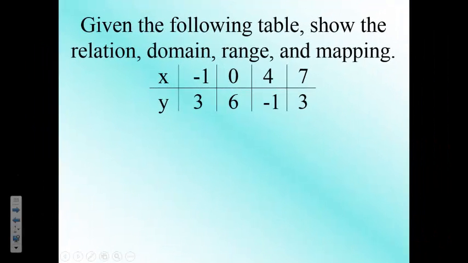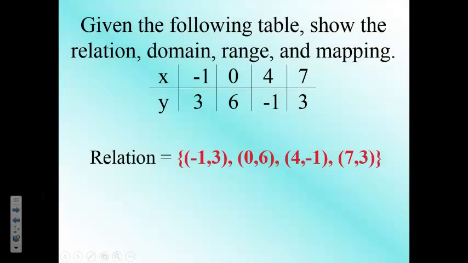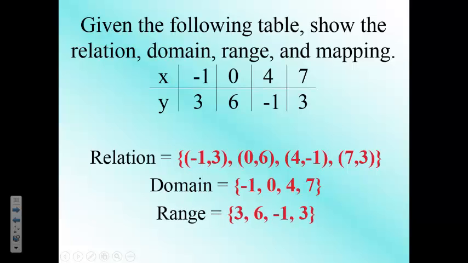Okay, so here's an example for you. Given the following table, show the relation, the domain, the range, and the mapping. Why don't you pause here and go ahead and give that a shot. The relation is just, as we said, the set of ordered pairs listed. Make sure yours have parentheses because they are ordered pairs. The domain is just those x values. The range is the y values.